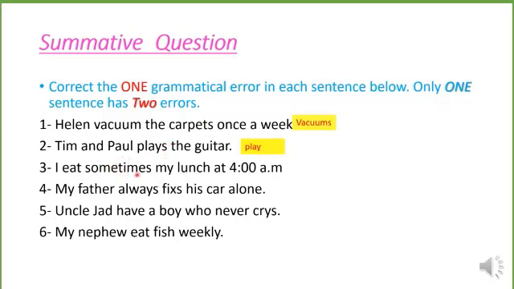I eat sometimes my lunch at 4 a.m. I eat sometimes. Look here. This is an adverb of frequency. It should come before the action verb. Here we have eat as the verb. It's an action verb. So the sentence should be I sometimes eat my lunch at 4 a.m., because the verb here is an action verb and the adverb of frequency should come before it.